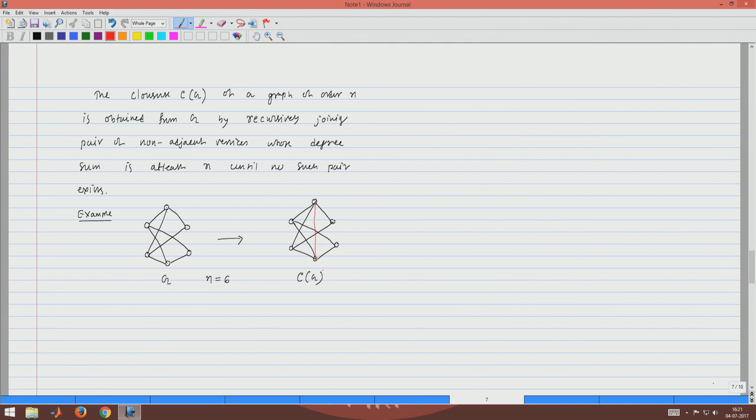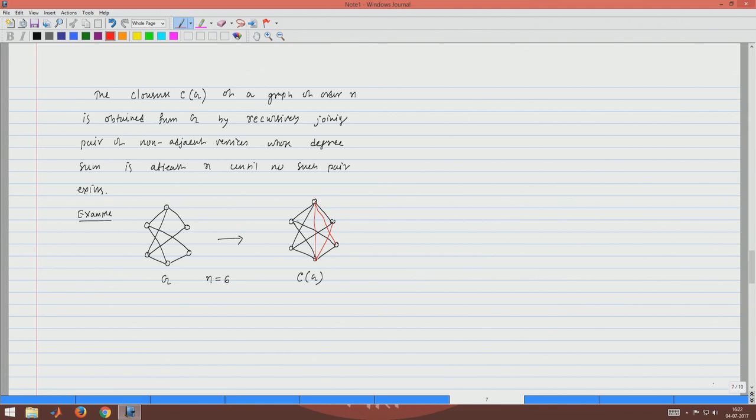Now, I look at these two vertices, for example. Here, this is degree 2, this is degree 4. So, the degree sum is equal to 6. So, I add an edge between these two. Now, this has degree 2 and this has degree 4. So, I can add an edge between these two.